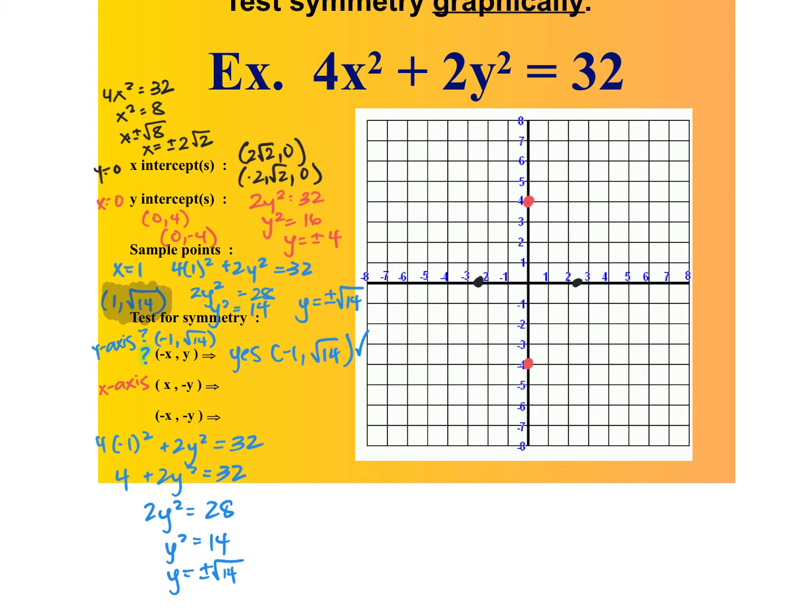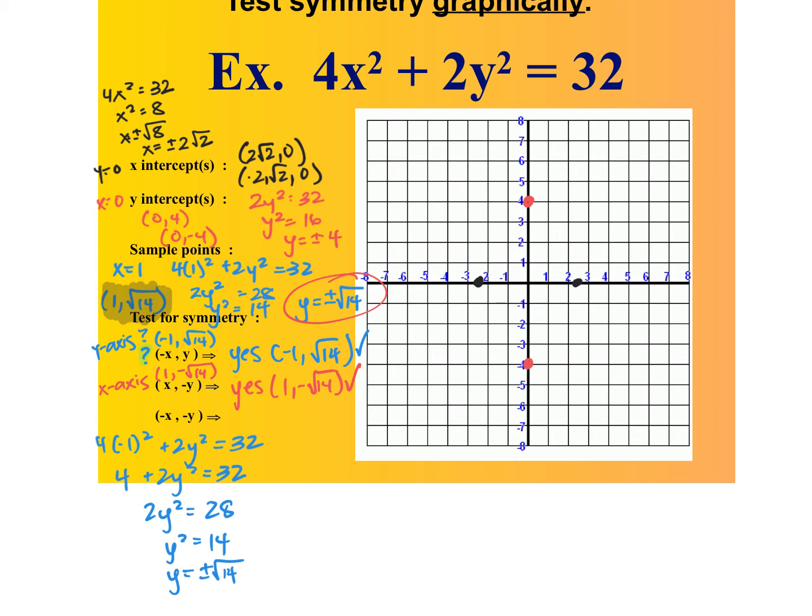And I'm going to ask myself, is the point (1, negative square root of 14) on my graph? Right? Same x-coordinate, opposite y-coordinate. We already know that that's on our graph because of this sample point. When we algebraically solved for y, we also got negative square root of 14. So the answer is yes, (1, negative square root of 14) is on our graph.